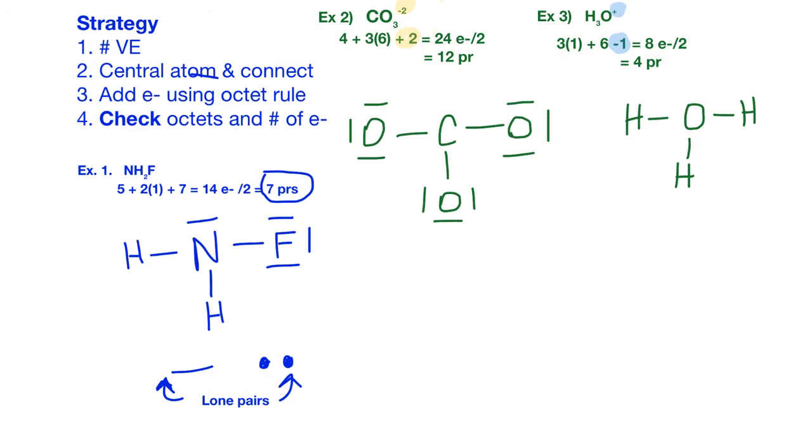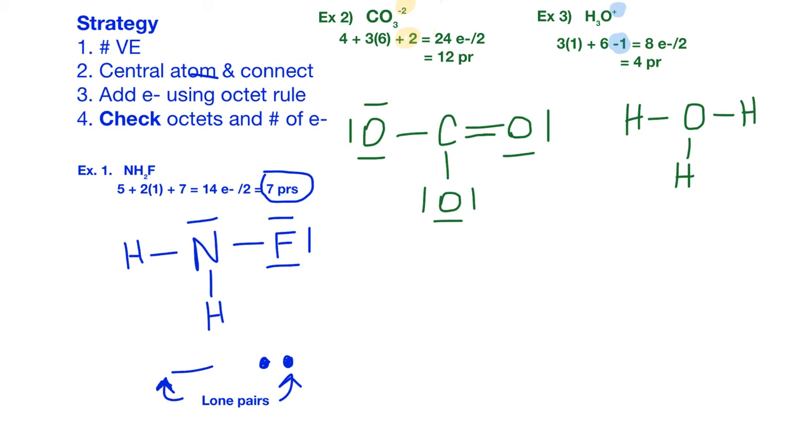And then if I put them all around like this, as you can see, whenever I check the octets, one of these doesn't have an octet. So what's the problem there? Right, the carbon doesn't have an octet. So then I would take the one from the outside of oxygen, move it to make a double bond so that way they can share. The reason I always add the electrons on the outside is because I can do that if I need to.